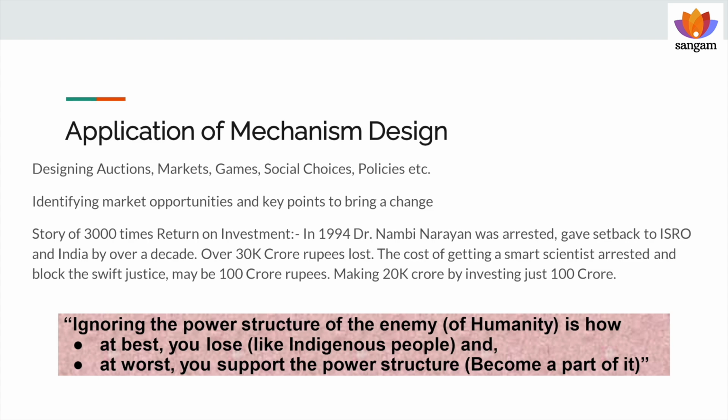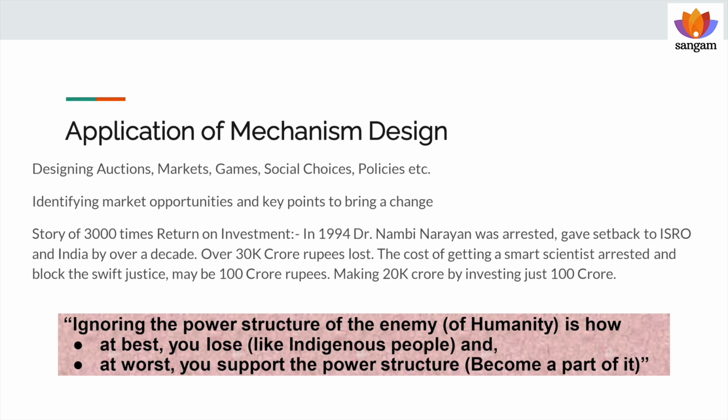Now, here we have one important quote by someone famous, not me. Ignoring the power structure of the enemy is how at best you lose, and at worst you support the power structure. So here we have some people who are enemies of humanity, who want us to lose, like indigenous people in America, who have no power, institutional or otherwise. They may be given some money, some land, some regulatory authorities, but they have zero power there.